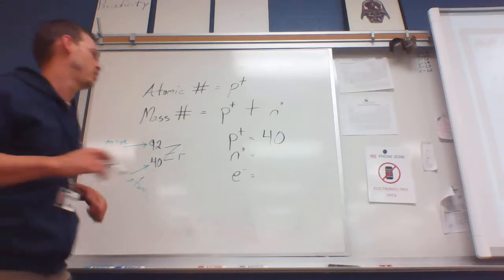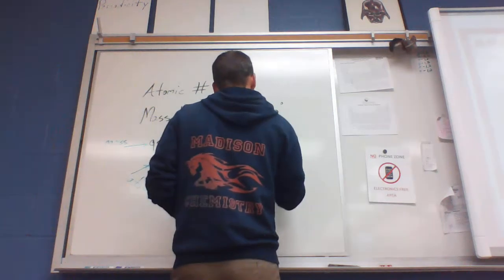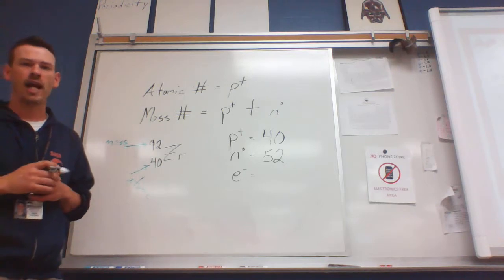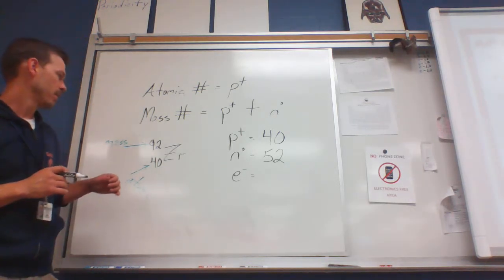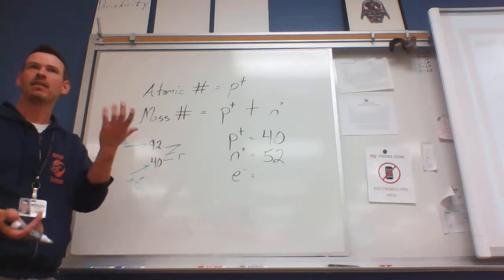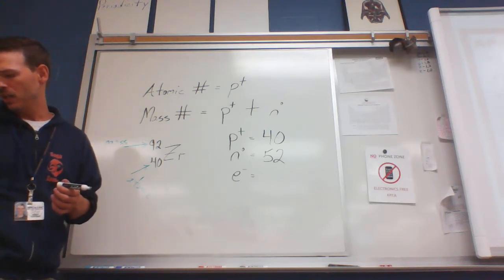No. 52. Now, remember, our neutron count is essentially a subtraction problem. Mass minus atomic number would remove the protons from the mass number, leaving you with only the neutrons.